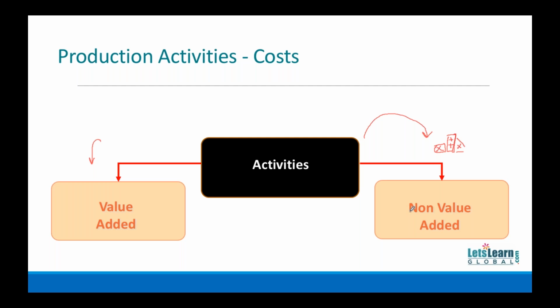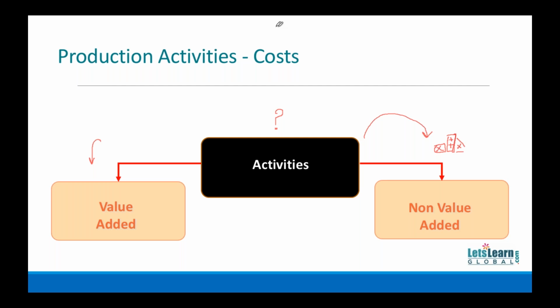Non-value added costs. So we need to identify the activities in our business operations while purchasing the raw materials, while storing the raw materials, while issuing the raw materials to the production department, while producing the goods, while issuing the goods to the stores, while storing the goods in the stores, while issuing the goods from stores to the showrooms, storing in the showroom, and issuing the goods from the showroom to the customers.